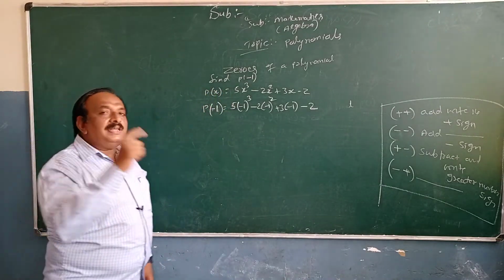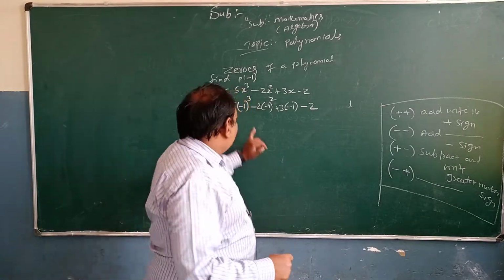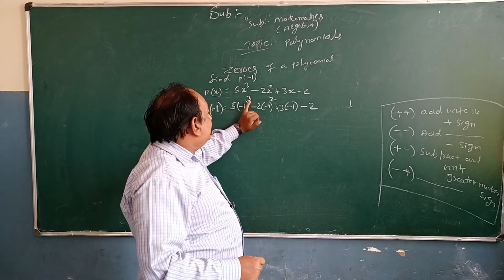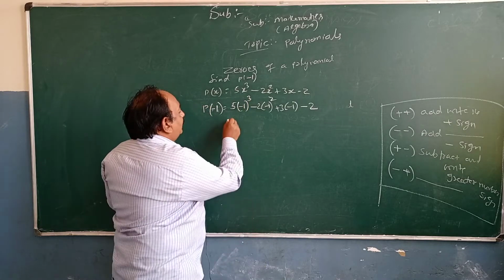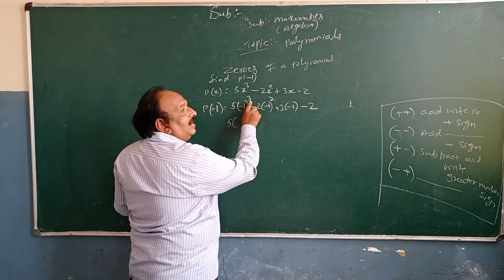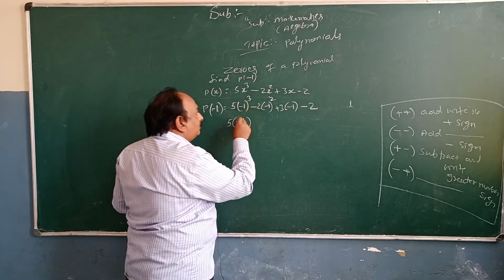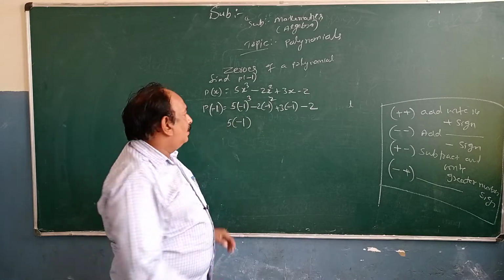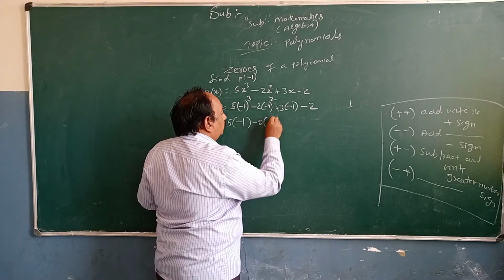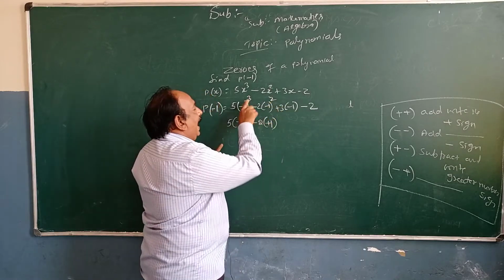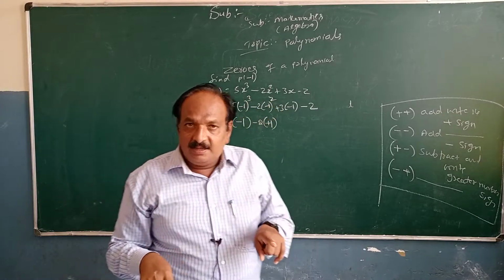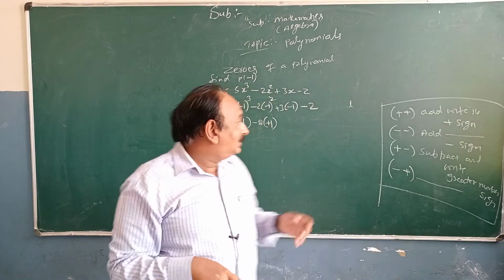I want to tell you one technique, my dear students. Minus 1 whole cube: here the power is an odd number, so put the minus. 5 into minus 1 whole cube is minus 5. Minus 2 into minus 1 whole square: here it is an even number, so this becomes plus 1. Odd power, minus; even power, plus.